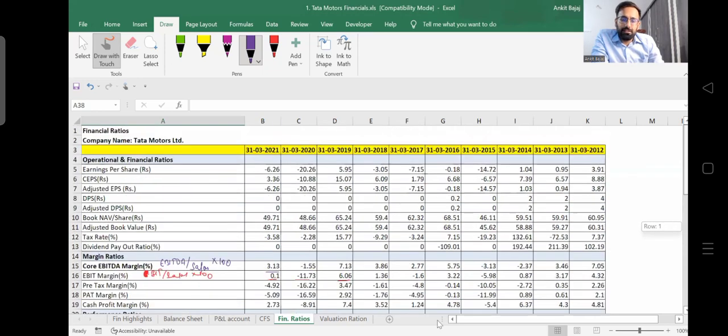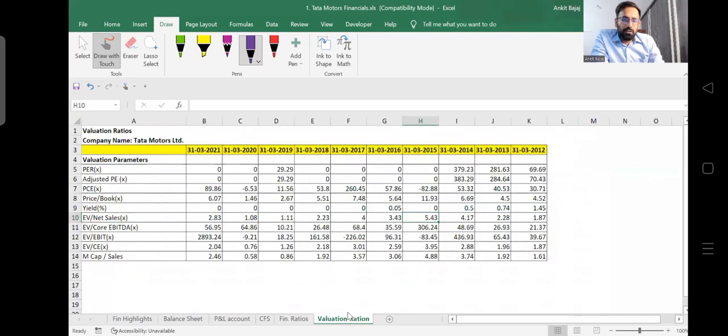Now, what we can do next is discuss valuation ratios. Here we can discuss the valuation ratios and learn more about Tata Motors. I will be covering this part and the cash flow part in the next lecture.